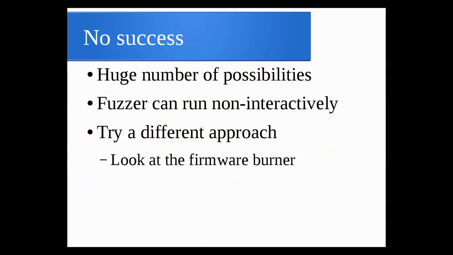So the actual fuzzing, we didn't get much huge success, just because there's 64 times 2 to the 32 possibilities. But the nice thing is the fuzzer can actually run on its own and just let us know if something's going on. So we can let the fuzzer run, and we could try a different approach. We're going to look at that AX2005 firmware burner to see if there's anything interesting in there.